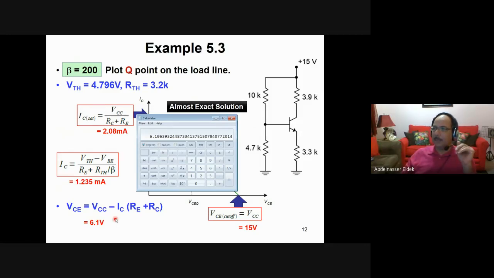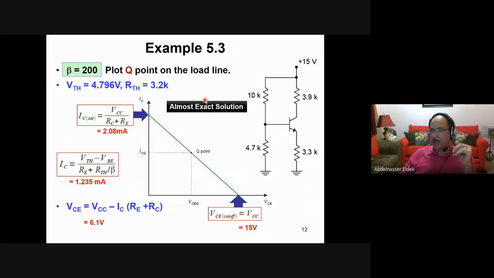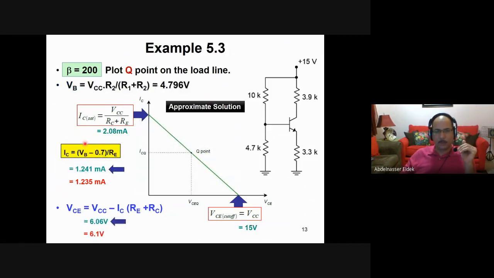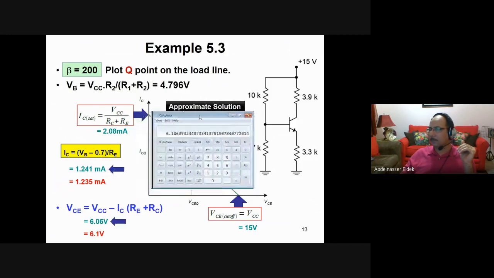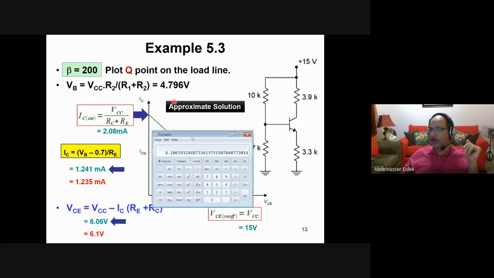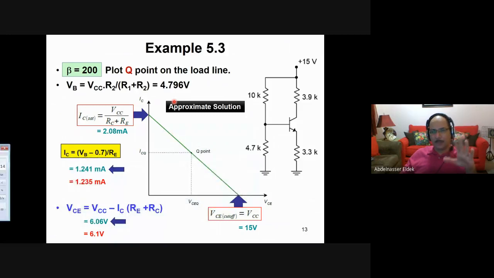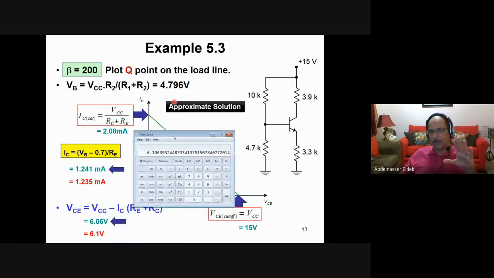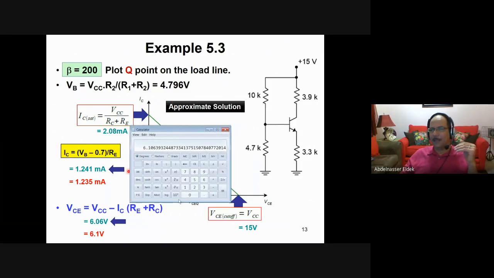Okay, let us see if we solve it using the approximate solution. The approximate solution, and we have all the formulas here. Okay, so how do we do that? First, we need to calculate VB using voltage divider. That will be VCC times 4.7 divided by 4.7 plus 10, which is 4.796. This is similar to V7 on the previous slide. Okay, so this is VB. If you want to draw the load line, it will be the same. There's no difference in the load line.